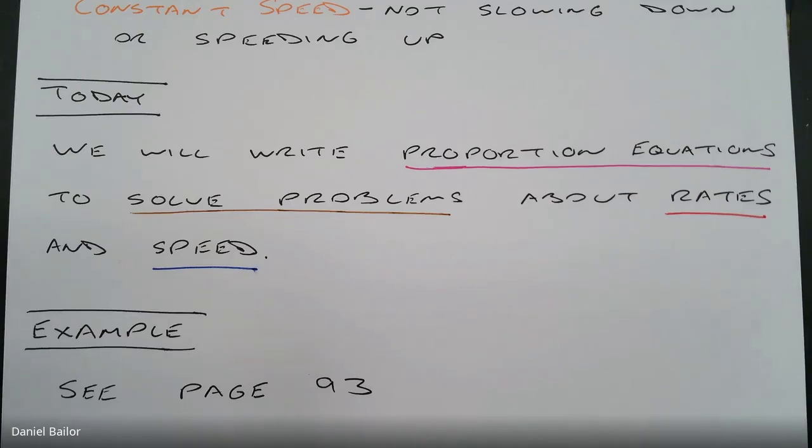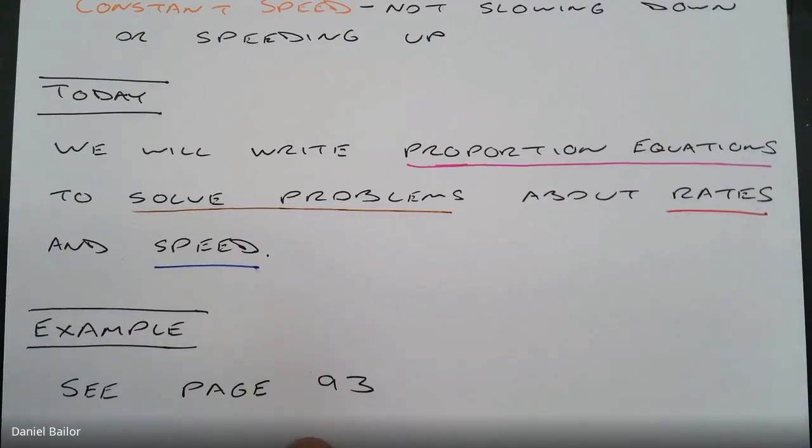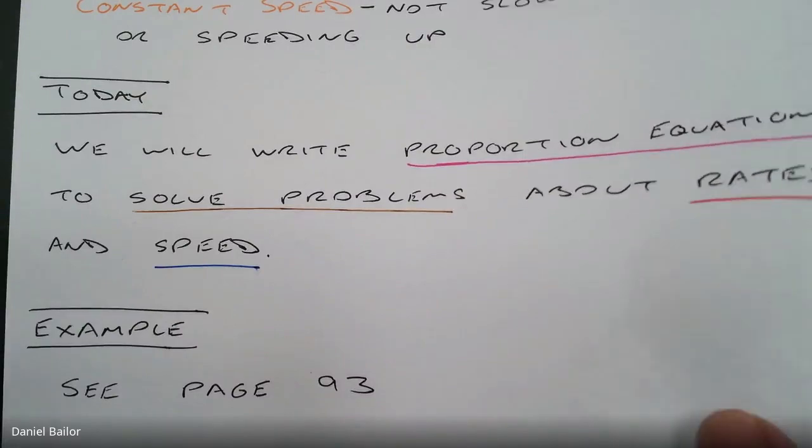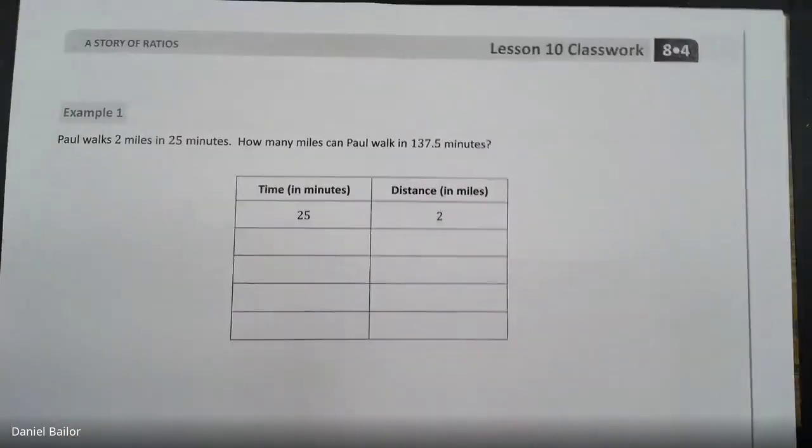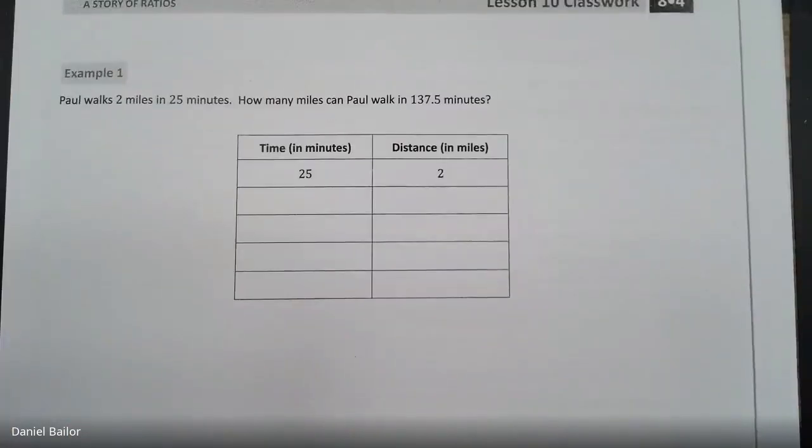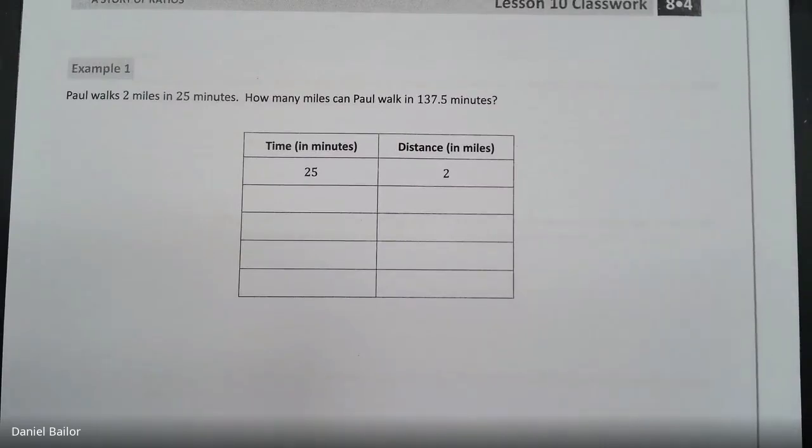And you need to do the steps in order for it to be a logical progression and to understand what we're doing to go from the problem to our solution. There are multiple steps. So let's look at page 93. And there it is right there. Page 93, example 1 is a chart with a problem.